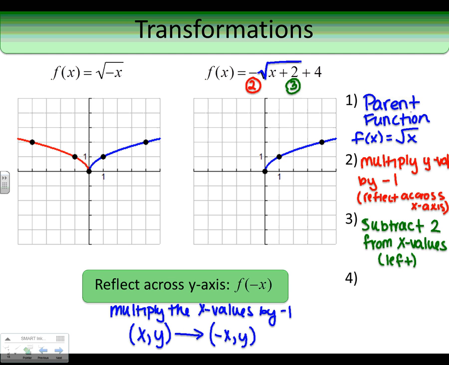And lastly, we have this 4 that's being added to the outside of the function, so that affects our y values. So we're adding 4 to the y values, which moves our graph up. So when we put that all together, we're going to get a new function that looks like that. Okay, so reflected across the x-axis, then we subtracted 2 from the x value, so it moved over to the left, added 4, so it moved up the y values.